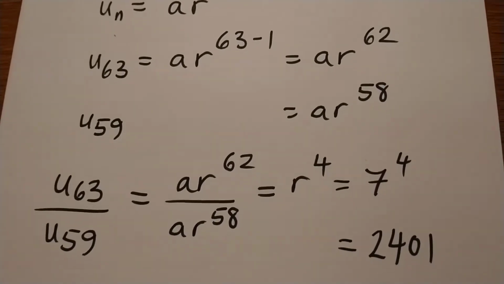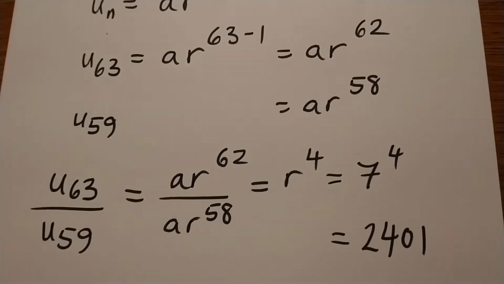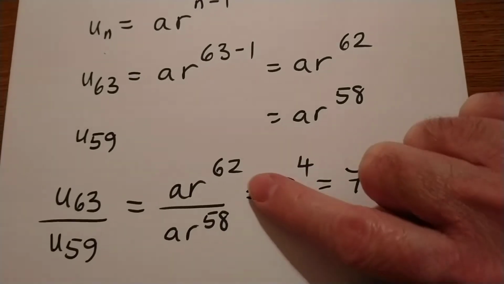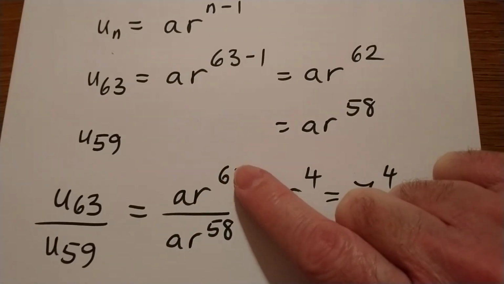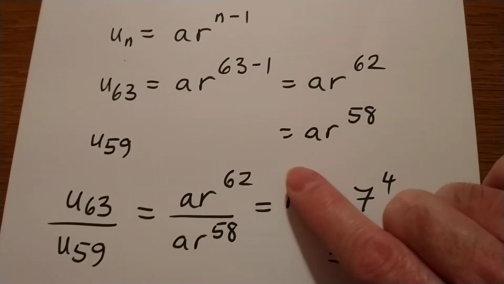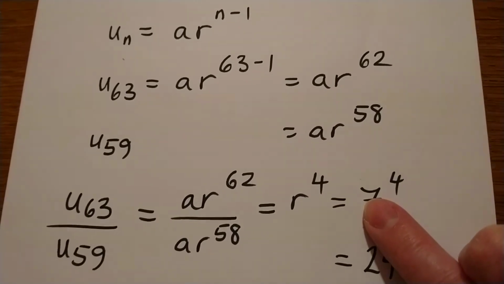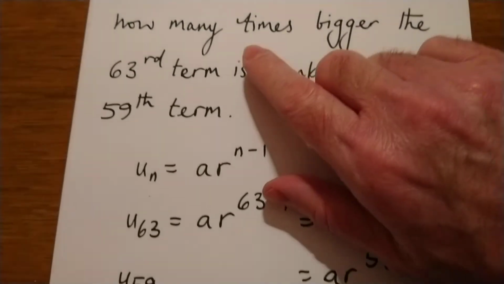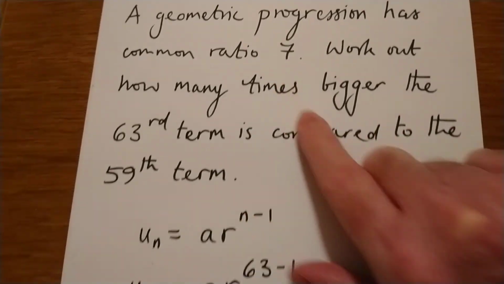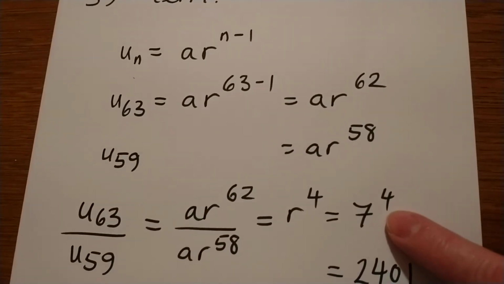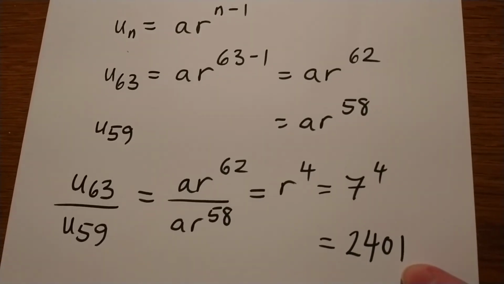So therefore, if we divide one expression by the other, we end up with r to the 4, because the two a's cancel, and 62 take 58 is 4. Well, we know the common ratio is 7, because the question told us that. So that gives us 7 to the power 4, which is 2,401.